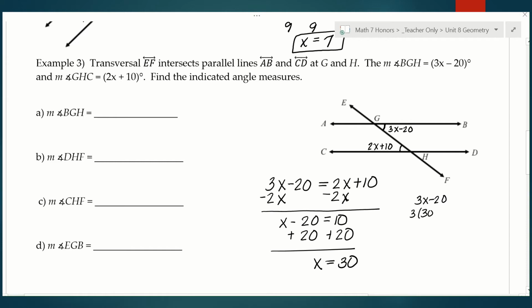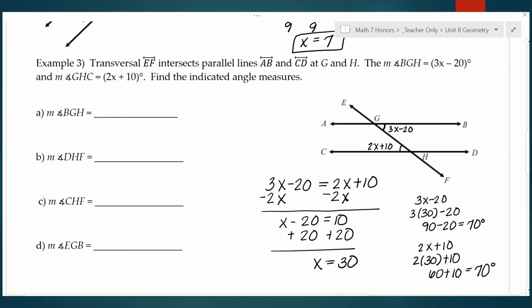So if I plug in 30 for x, I get that that angle is 70 degrees. And I should get the same thing for my 2x plus 10 because we said that they were congruent. So 60 plus 10 is indeed 70. So that's good news. We know that we did something right there.